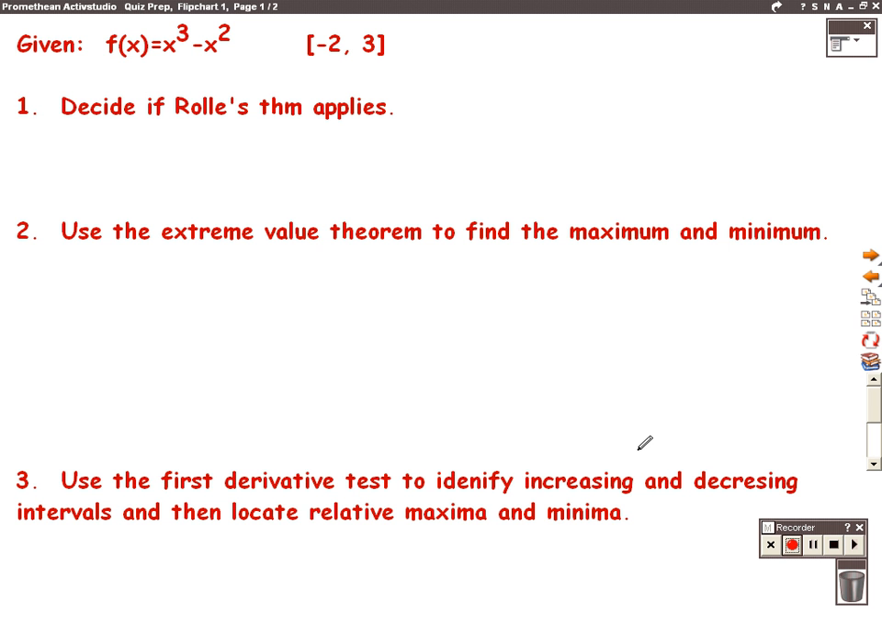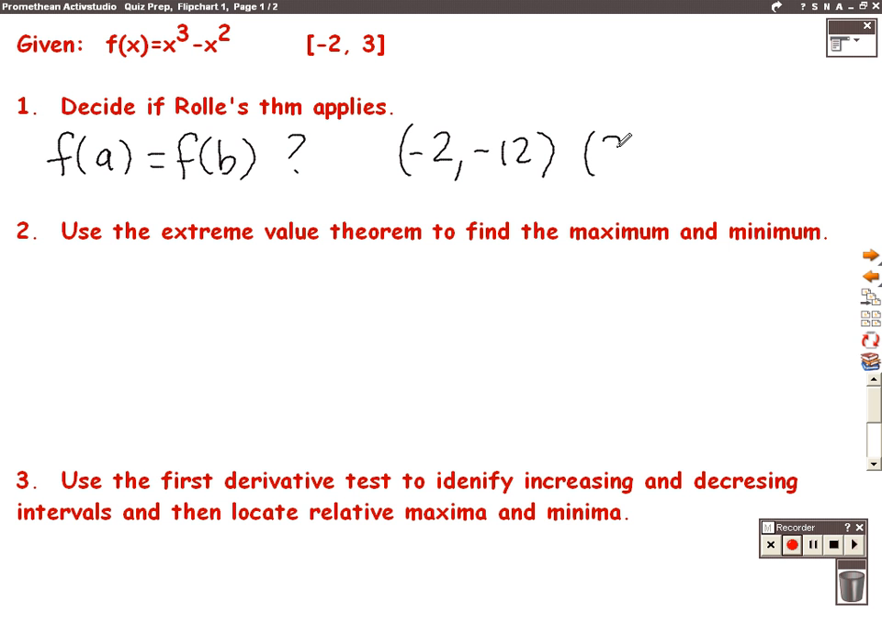I've given you a function, a closed interval. The function's continuous on that closed interval and differentiable on the inside. So to decide if Rolle's theorem applies, the only thing that we have to figure out is whether or not f of a, being one endpoint, is equal to f of b, and that is the question that we want to figure out. So if you substitute -2 in place of x in your function, you'll output -12, and if you substitute 3 into your function, you'll output 18. So f of a is not equal to f of b, therefore Rolle's theorem does not apply.